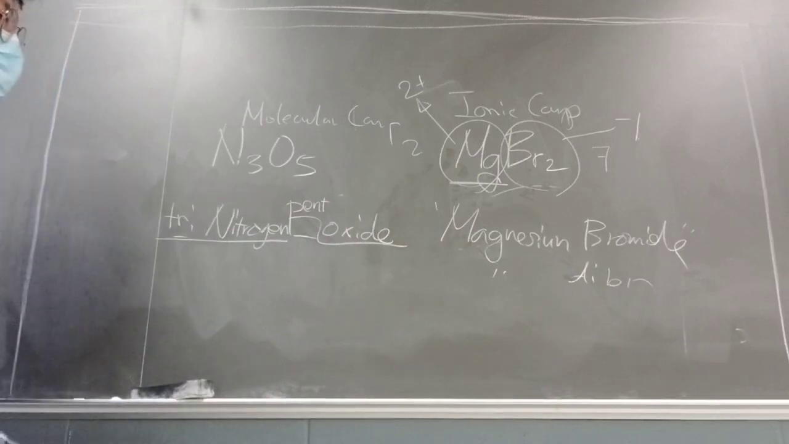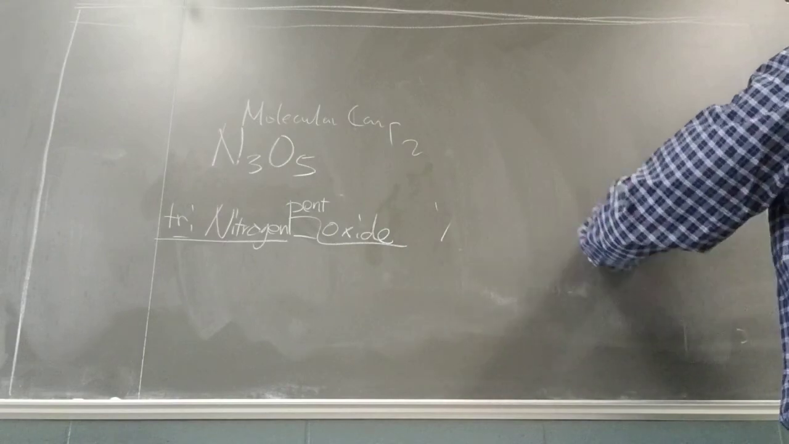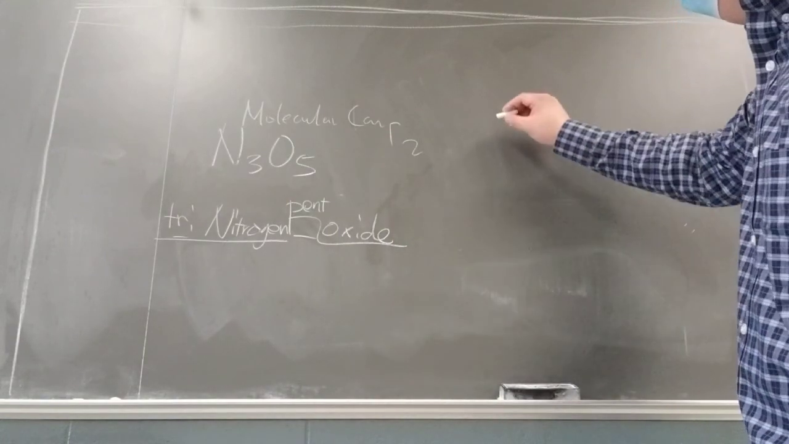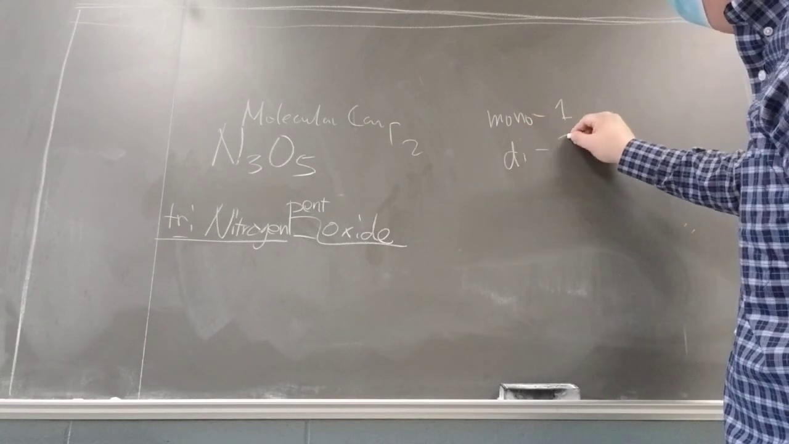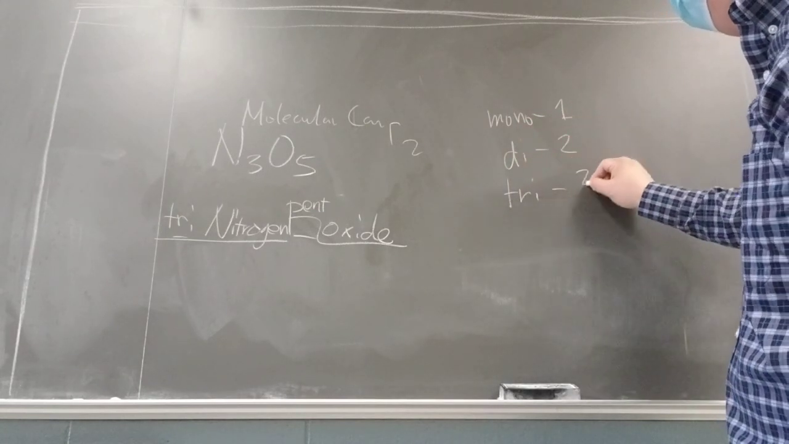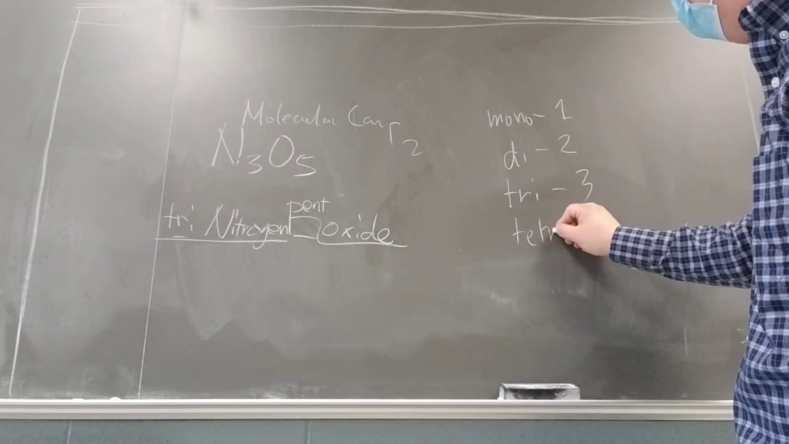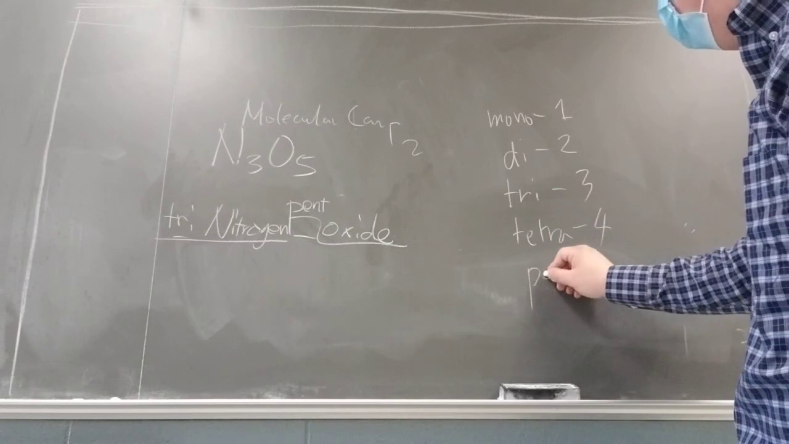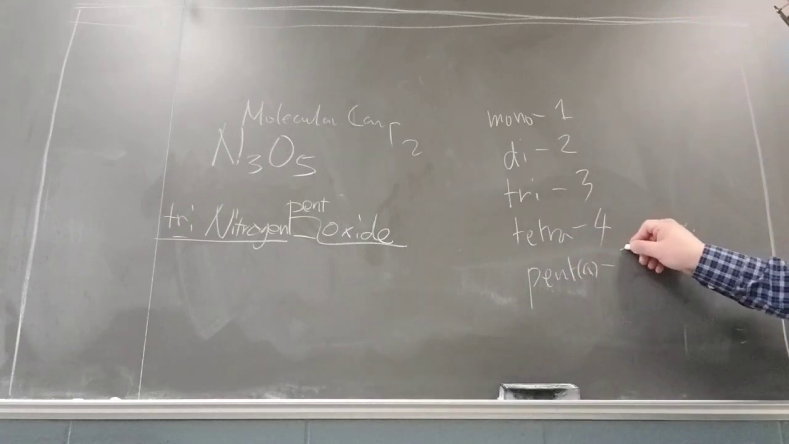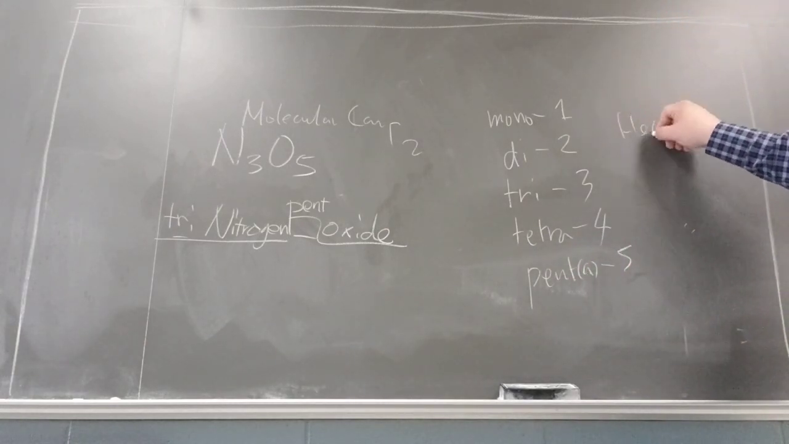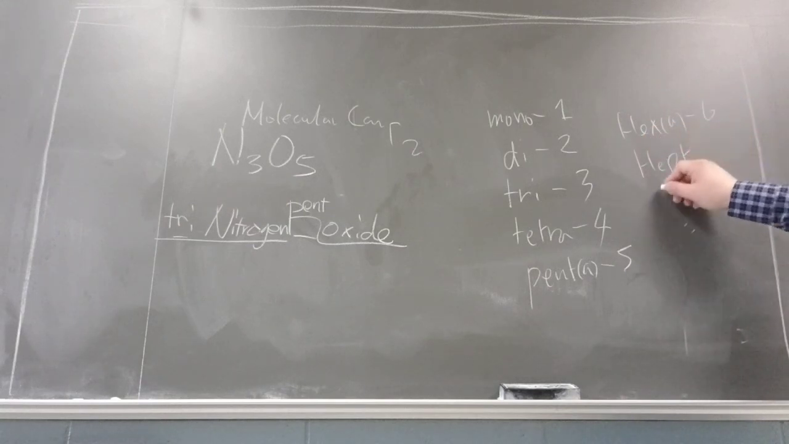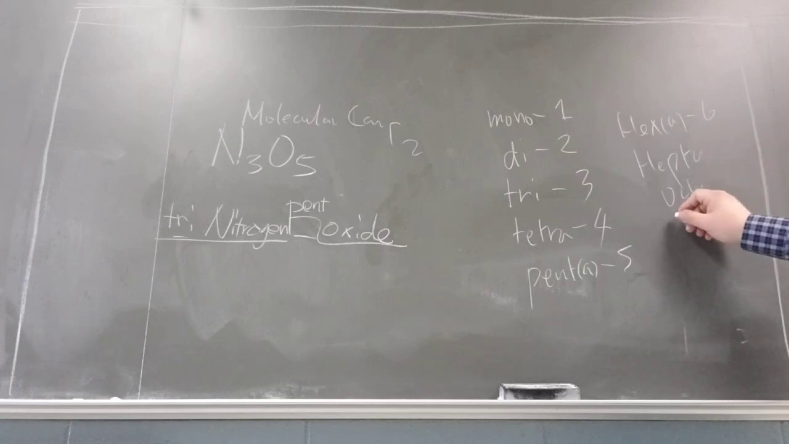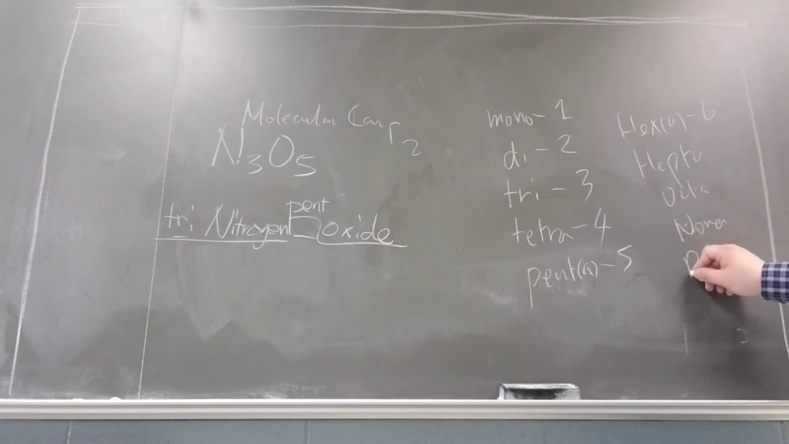Because penta means 5. So the things you have to know for this type of exam problem: mono is 1, di means 2, tri is 3, tetra is 4, pent or penta is 5, hex or hexa is 6, and hepta, octa, nona, and deca.